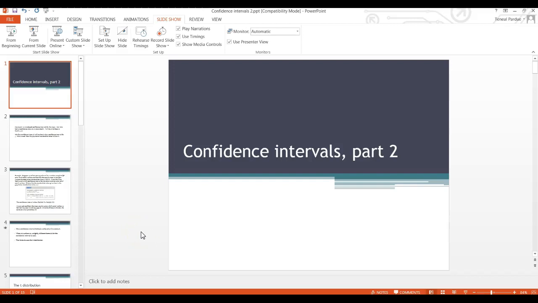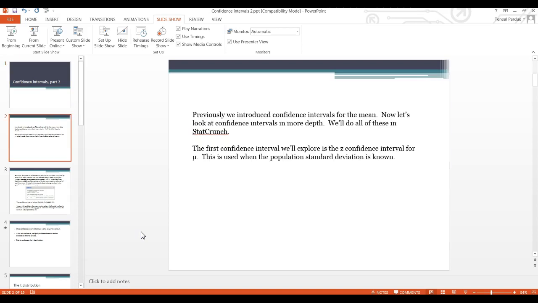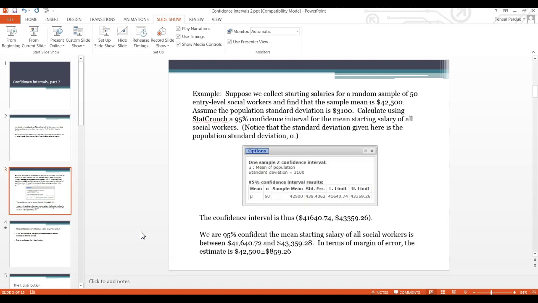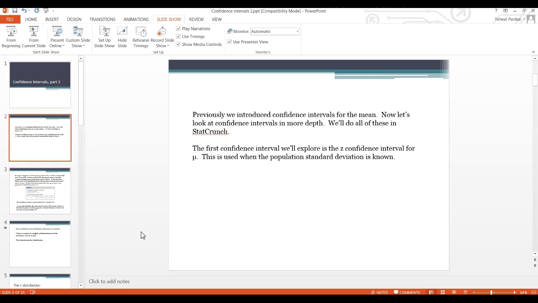Hi, so this is the second half of the lesson on confidence intervals. In the last lesson, we were talking about confidence intervals for the mean, and we really looked at some of the concepts. Well, now we're going to do the calculations. So, the first confidence interval we're going to look at is the confidence interval for the mean.